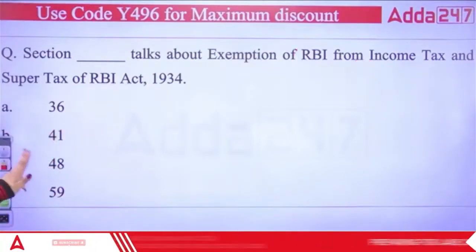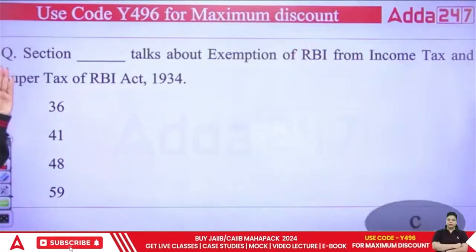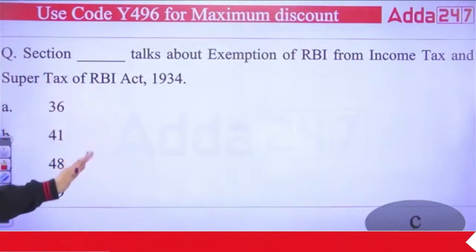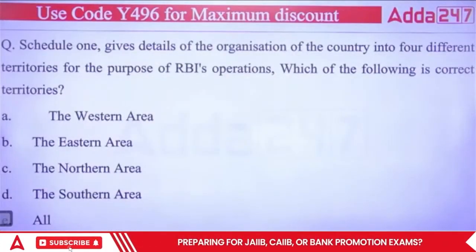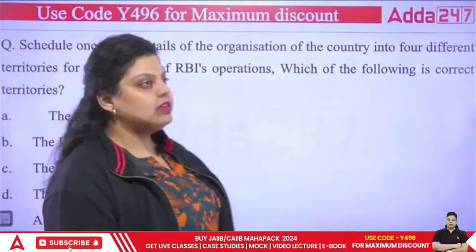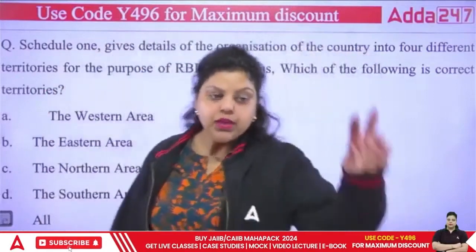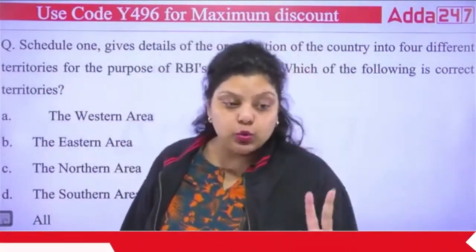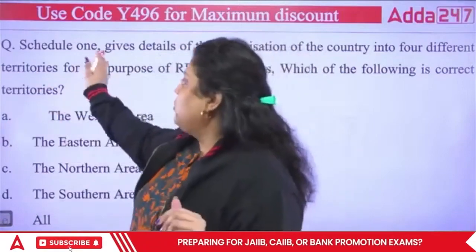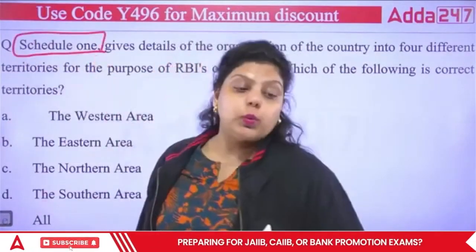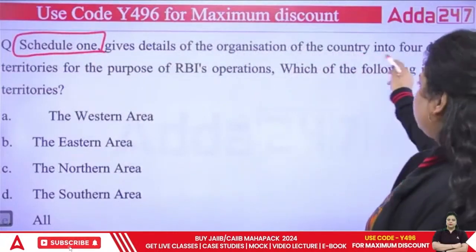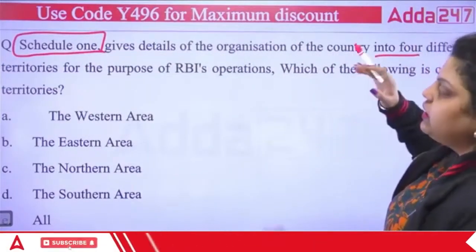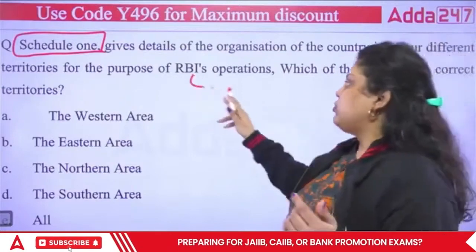Under section 48, it is defined that RBI does not have to pay the income tax or the super tax on the earnings. Next question. As I have told you, the RBI Act 1934 has 5 schedules. Sorry, 5 chapters and 2 schedules, right? So out of the 2 schedules, Schedule 1 talks about what? It gives details of the organization of the country into 4 different territories for the purpose of RBI's operation.